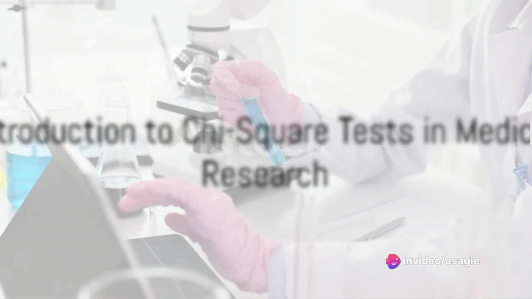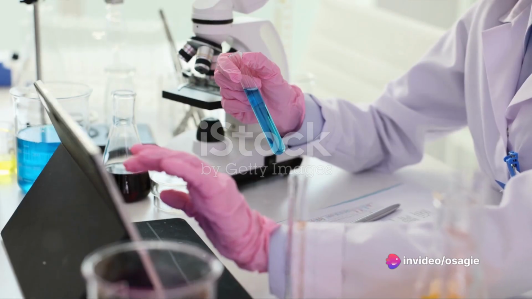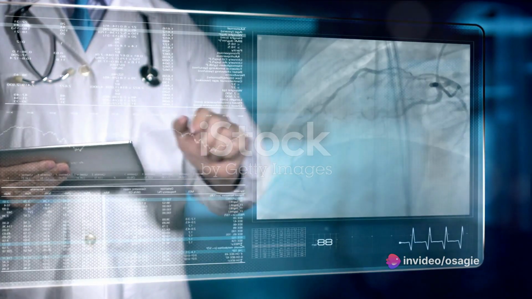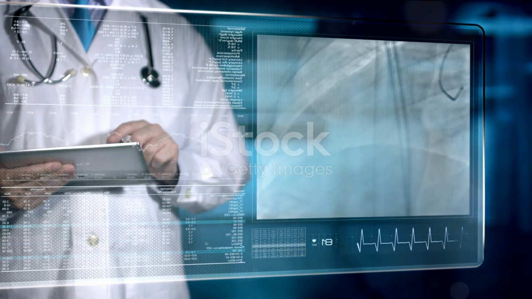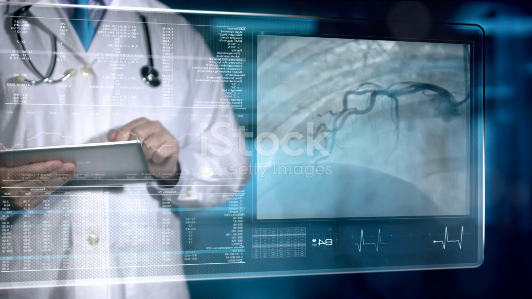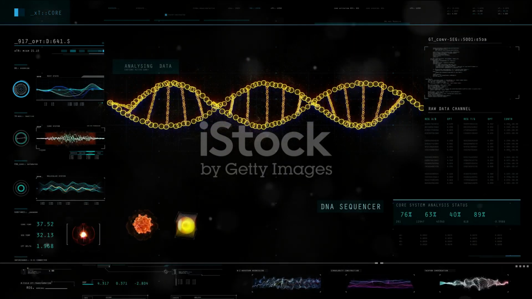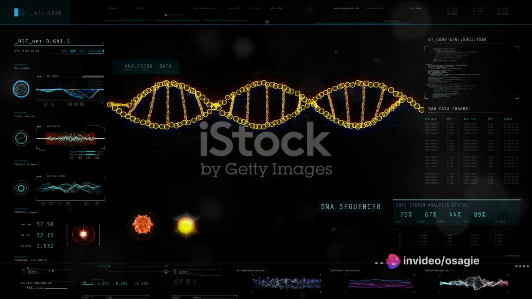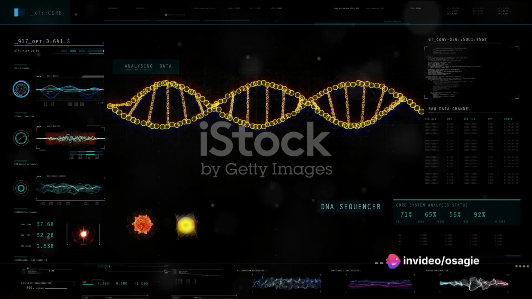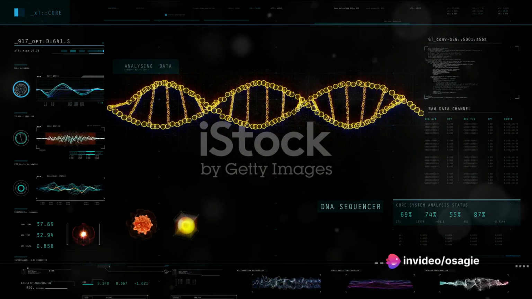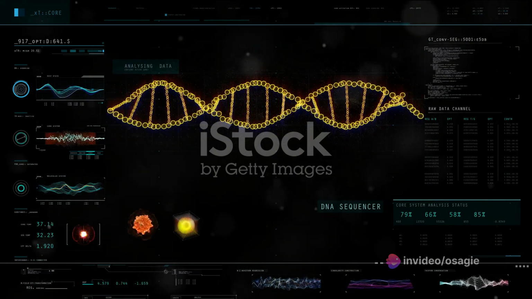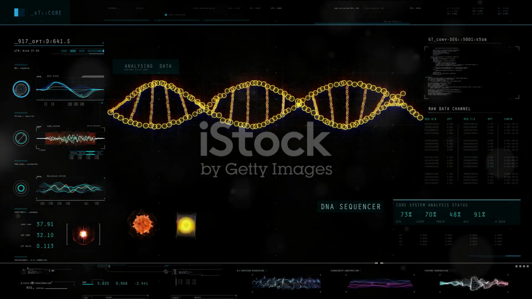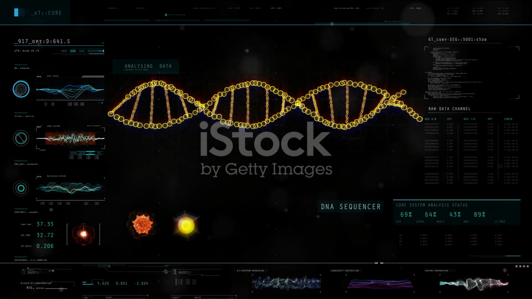Have you ever wondered why chi-square tests hold such a critical role in medical research? Well, to unwrap this enigma, it's essential to acknowledge that medical research often deals with categorical data. This data, whether it's the presence or absence of a disease, a patient's response to a treatment, or the distribution of blood types in a population, often requires a statistical test that can compare observed frequencies with expected ones. And here, my friends, is where the chi-square test steps in.